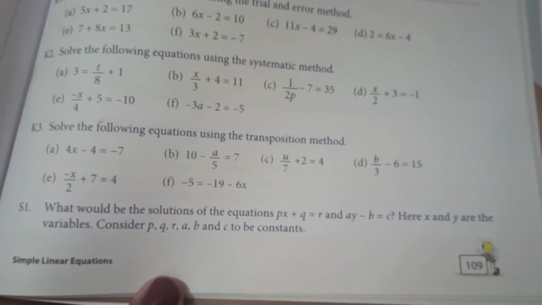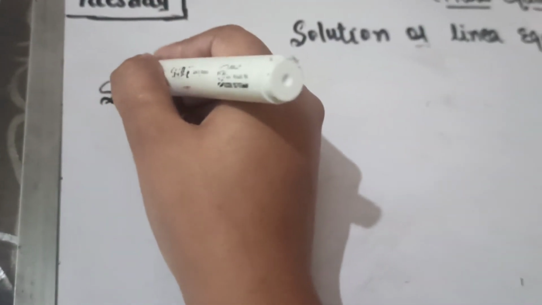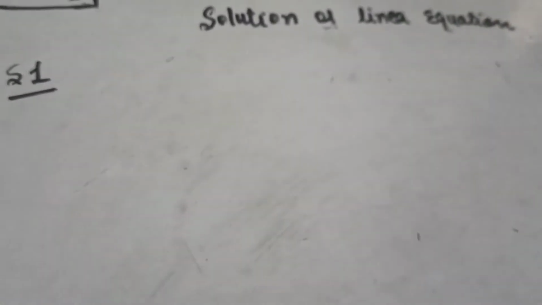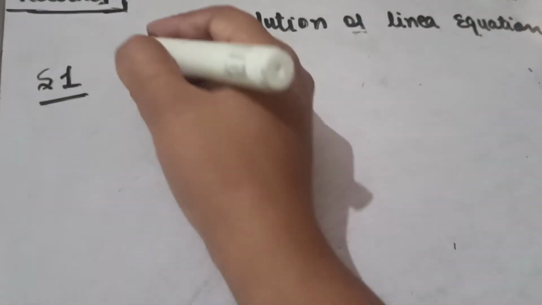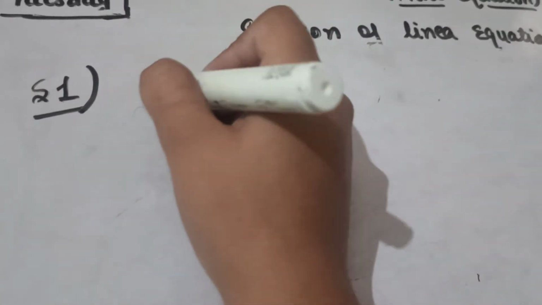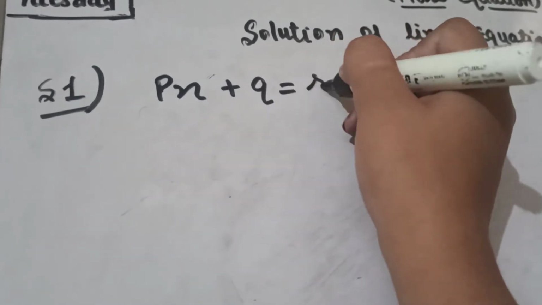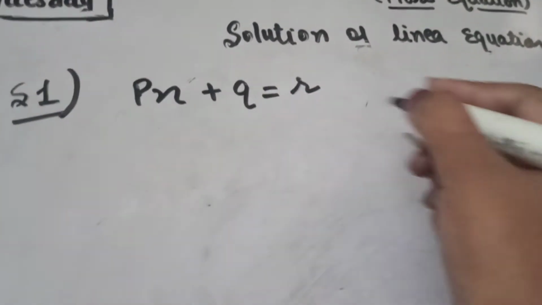Consider p, q, r, a, b and c to be constants. Right? Now we have to solve these two equations. We have to just find the solution. It is not mentioned by which method we have to solve, so we will use the transposition method. px plus q equals r, right?